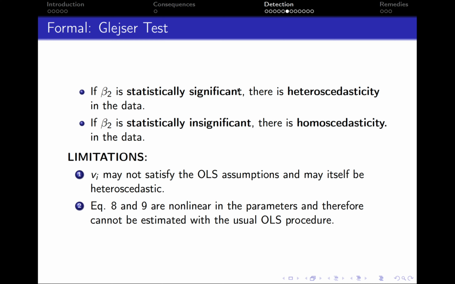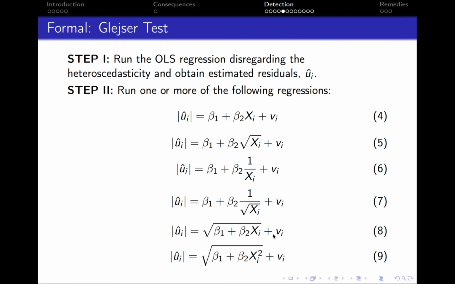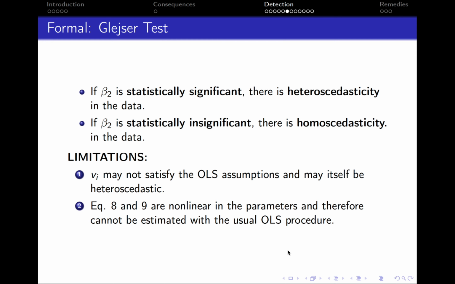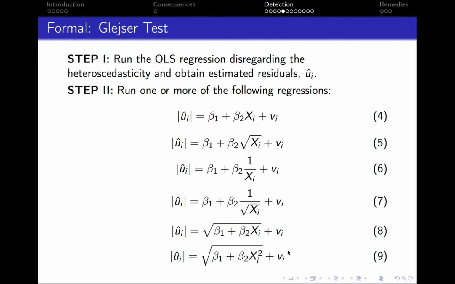Unfortunately, this test also has a number of limitations, and once again, the error term from these regressions might not satisfy the Euler's assumptions and may itself be heteroscedastic. And because of this, the estimation results that we get from these regressions are no longer valid, and cannot be trusted. So in a sense, the value of beta 2 can no longer be used for the interpretation of the presence or lack of heteroscedasticity.